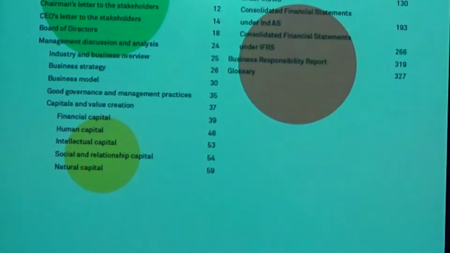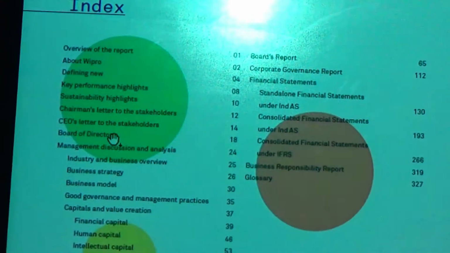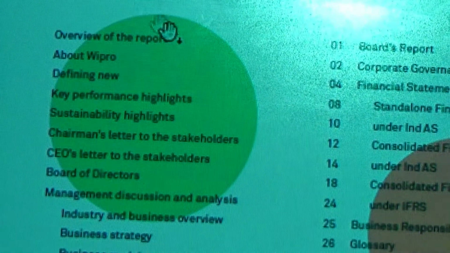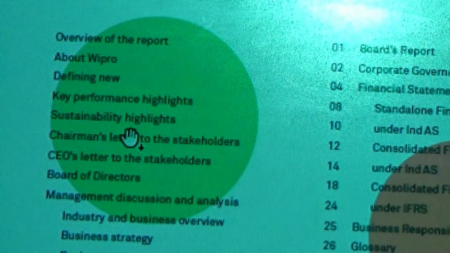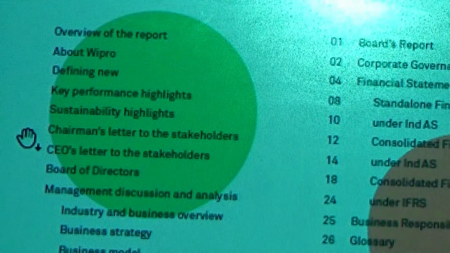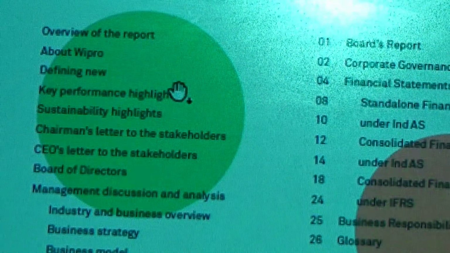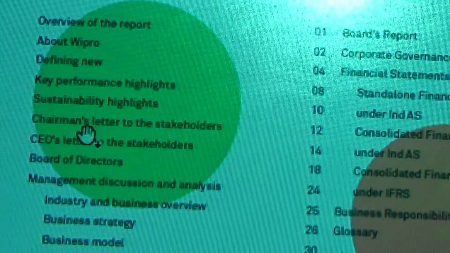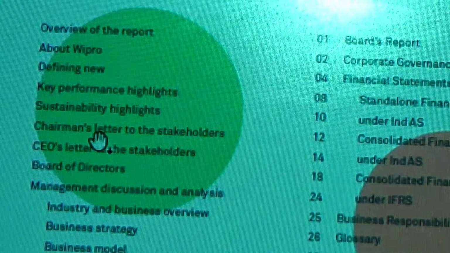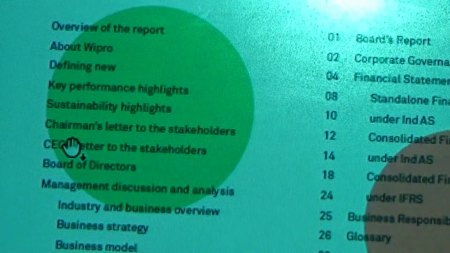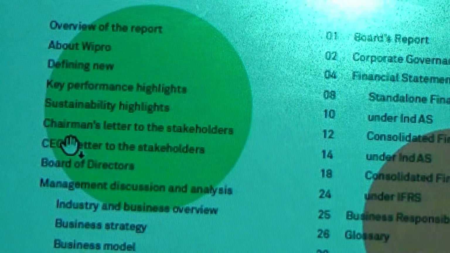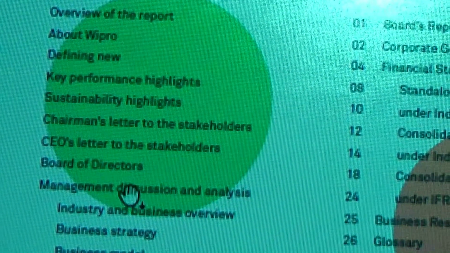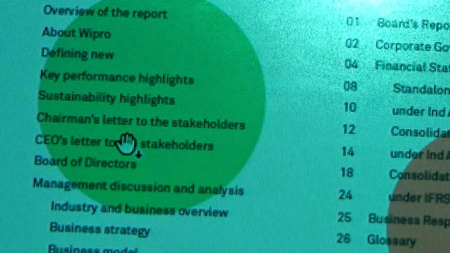Here is the index of the annual report. You can see over here the overview of the report about Wipro, key performance highlights, and sustainability highlights. The most important page in this index is the chairman's letter to the stakeholders. What the chairman is trying to tell the outside world is very important to the investor, because it's a summary of the entire performance and the goals the company is planning to pursue in the future.